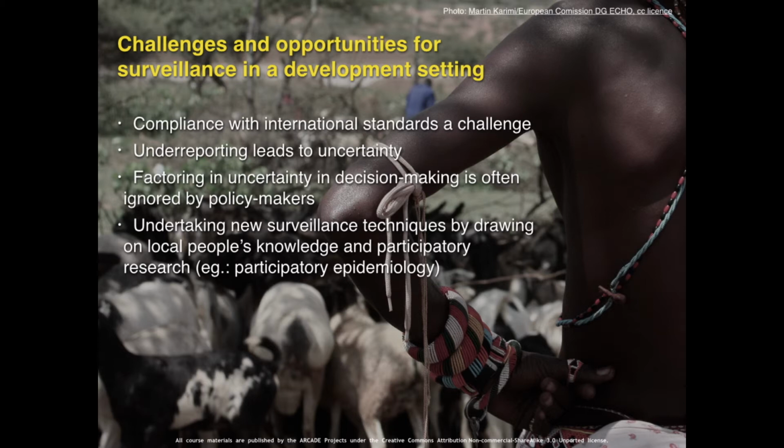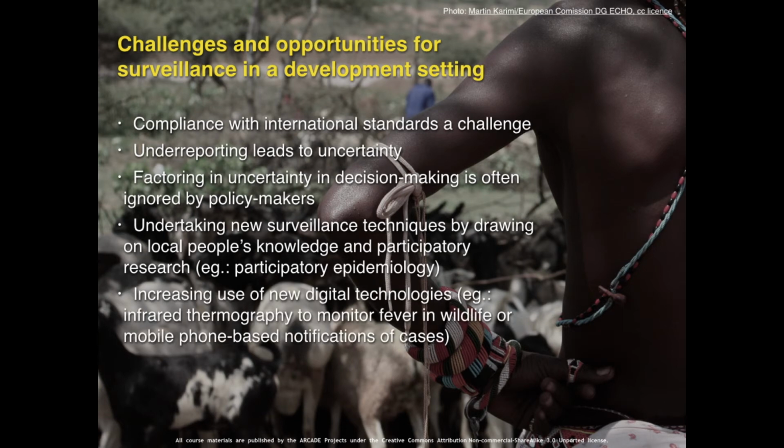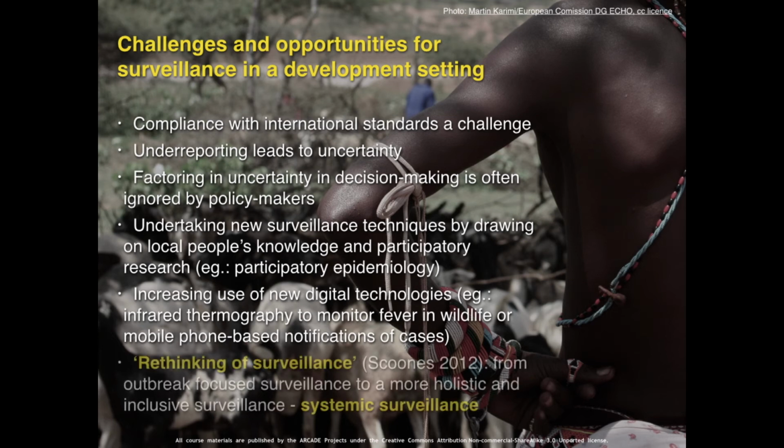Participatory epidemiology is, for example, useful for detecting informal pathways of disease reporting and bottom-up approaches anchored in local cultures. We also see the increasing use of new digital technologies such as infrared thermography to monitor fever in wildlife or mobile phone-based notification as a surveillance tool which allows early detection of epidemics. So all these opportunities arise from what Ian Scoones called a rethinking of surveillance, going from outbreak-focused surveillance to a more holistic and inclusive surveillance. It is also called systemic surveillance.